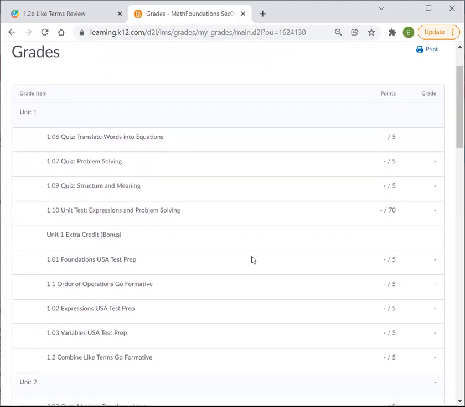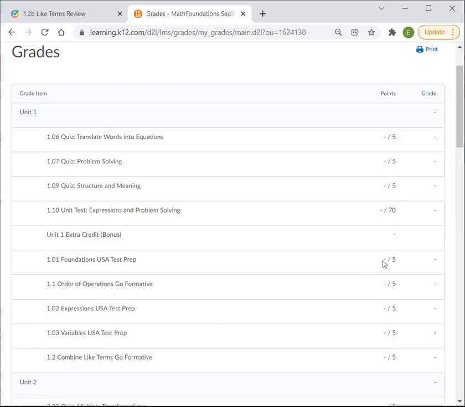And not all of them will have grades in there, okay? The ones that we've done grades for so far are the USA test prep, so 1.01, 1.1 Go Formative, 1.02 USA test prep, 1.03 variables test prep, and 1.2 combining like terms Go Formative. So it's all the last 5 assignments here that are what we have completed so far in this class. And the other way you can realize it is if you have any zeros here, that's a red flag, okay? That's a red flag to know that you have to go do that.